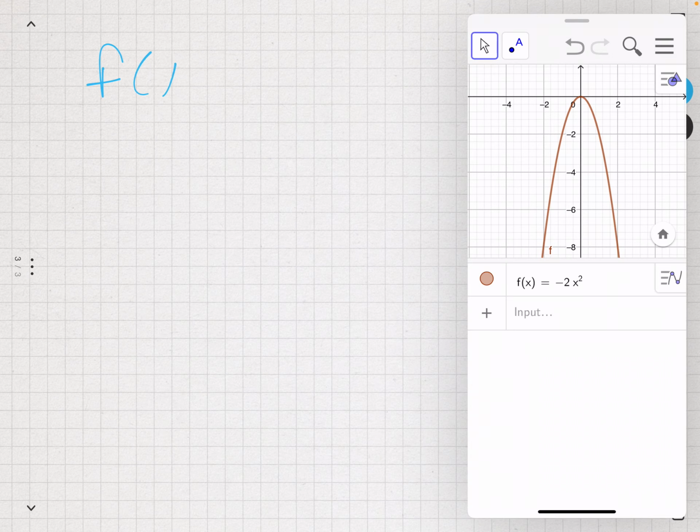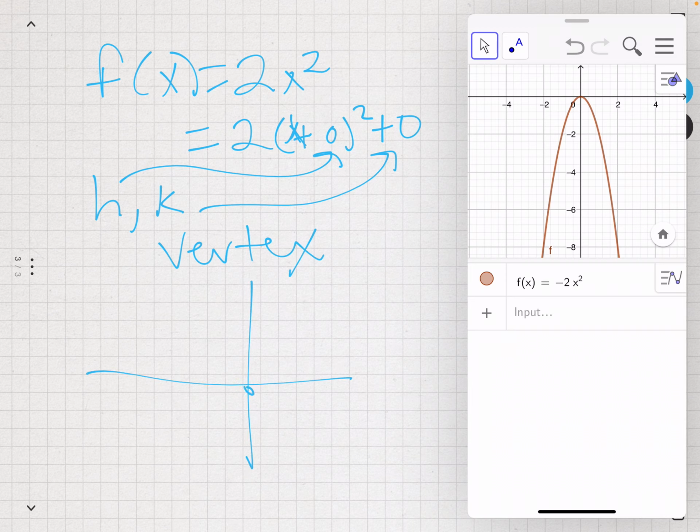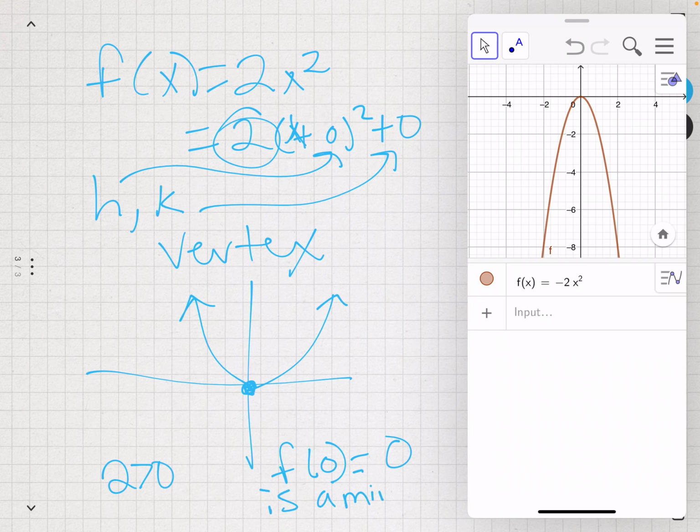So if we have f of x equals 2x squared, we can think of that as 2 times (x plus 0) squared plus 0. We said (h, k) is our vertex, so our vertex is (0, 0). And because 2 is greater than 0, we know that it opens up, and that point f of 0, which in this case equals 0, is a minimum.